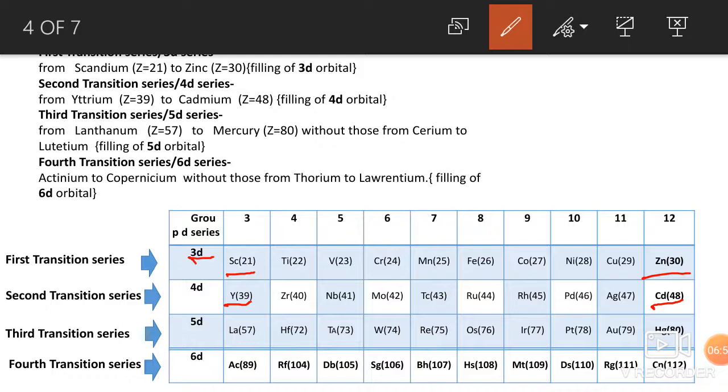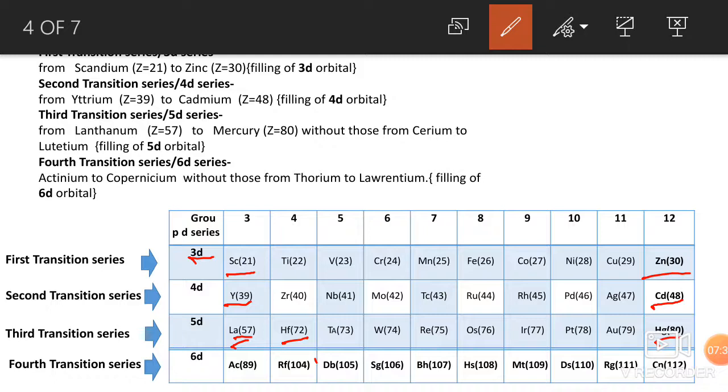The next, third transition series. This third transition series starts with lanthanum, which has atomic number 57, and it ends with mercury, which has atomic number 80. Now see here, in this third transition series, the first element is lanthanum, which has atomic number 57. After lanthanum, the next element is hafnium, which has atomic number 72. Then where are the elements which have atomic number 58 up to atomic number 71?